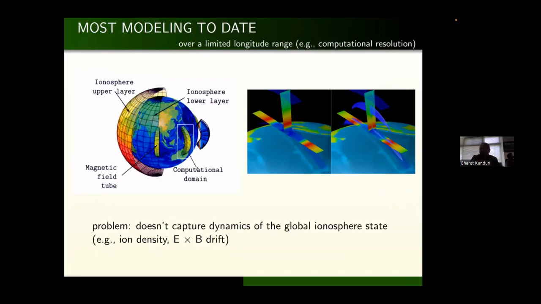So this is pretty good in everything. You can get these features, and some other simulations are much more dramatic in terms of structuring, but it doesn't capture the global ionospheric state, the global density, E cross B drifts, and all the other ingredients that either contribute to this instability or not.